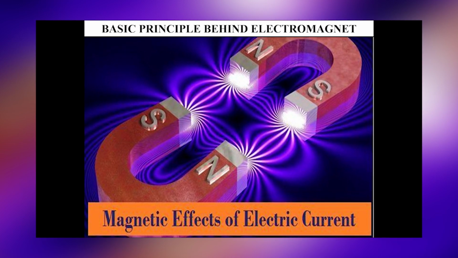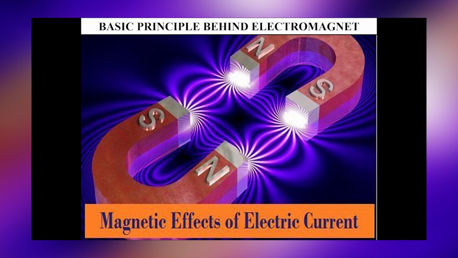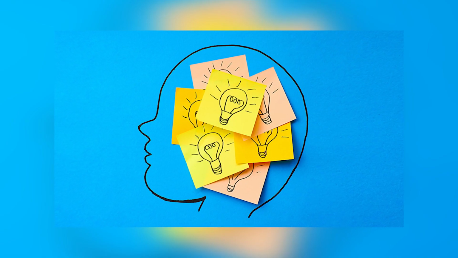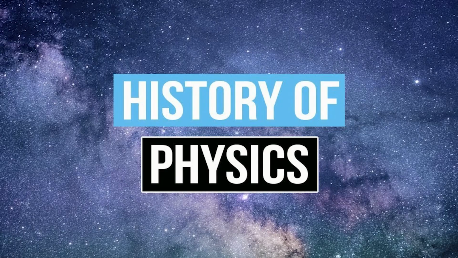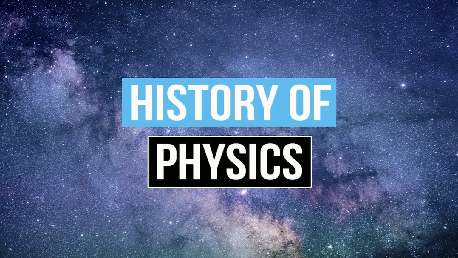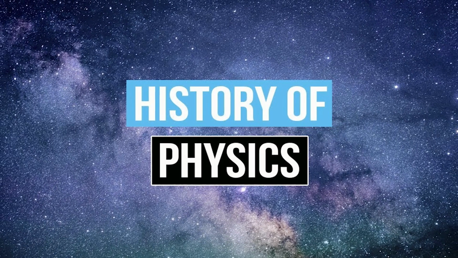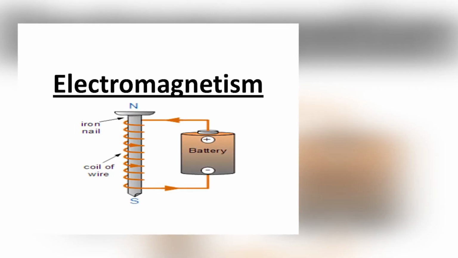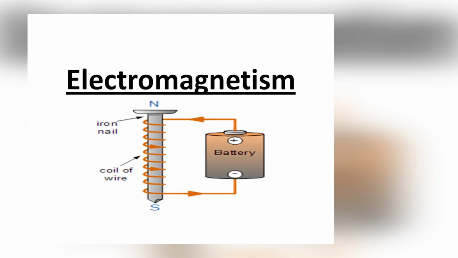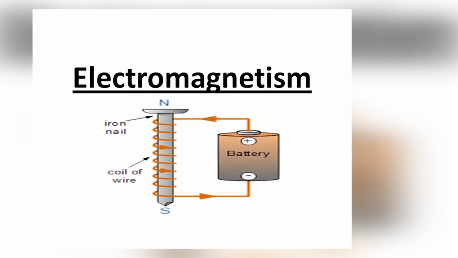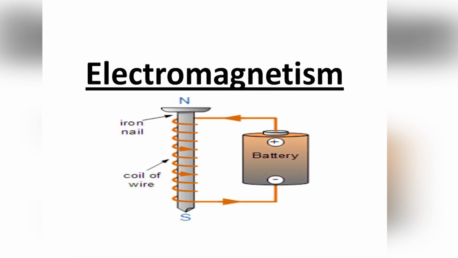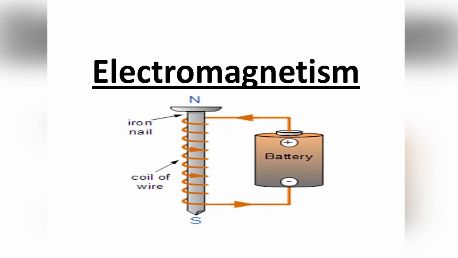He found that a current-carrying conductor is surrounded by a magnetic field. This is indeed a significant milestone in the history of physics, because this gave birth to a new important discipline of physics called electromagnetism, which combines the features of both electricity and magnetism. Thus, the magnetic effect of electric current is the basic principle behind an electromagnet.